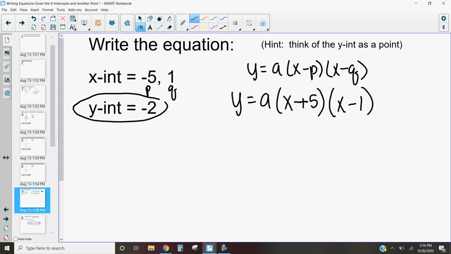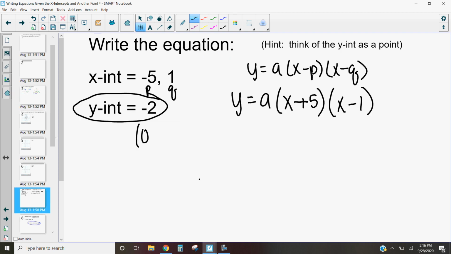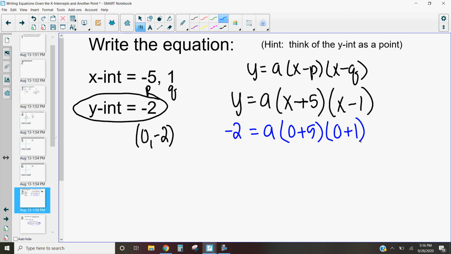And then our y-intercept here is kind of like a point that we can substitute in. Remember, that y-intercept is going to be the point (0, whatever it is). So this y-intercept is actually the point (0, -2). So I want to plug that right in here, and I can use that to solve for a. So let's plug it in. We've got y equals -2, and then I don't know what a is, but x is going to be 0. And then 0 minus 1. So we've got -2 equals a times 5 times -1.